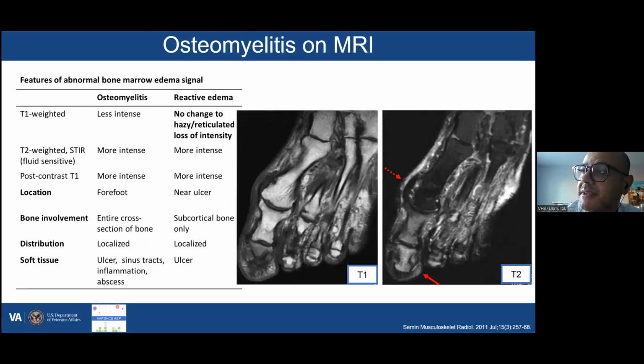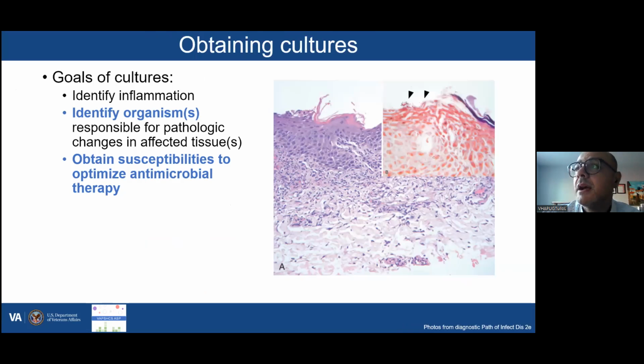This is just a reminder that even MRIs are non-specific, so you kind of have to have a good eye to identify things that are in the differential, like reactive edema or Charcot arthropathy. And the point of cultures for diabetic foot ulcers and osteo, at least the main point, is to identify the organism and target your antibiotics.